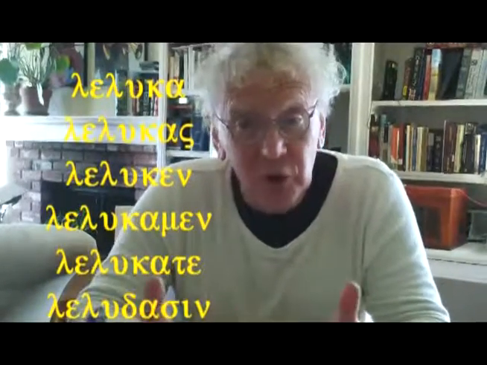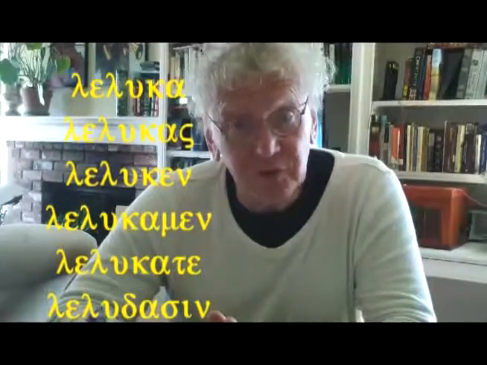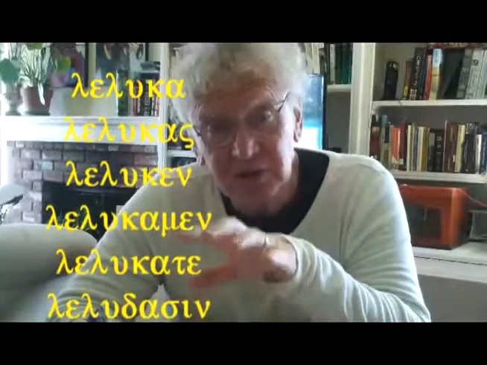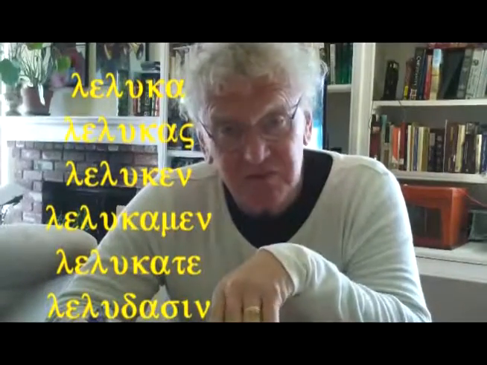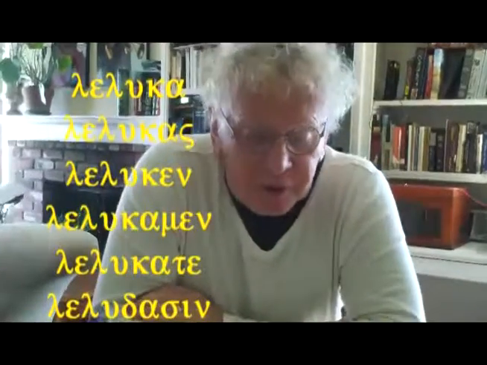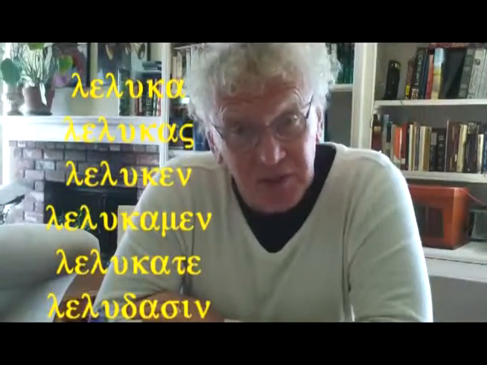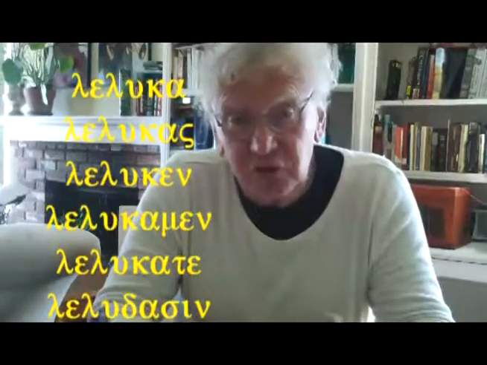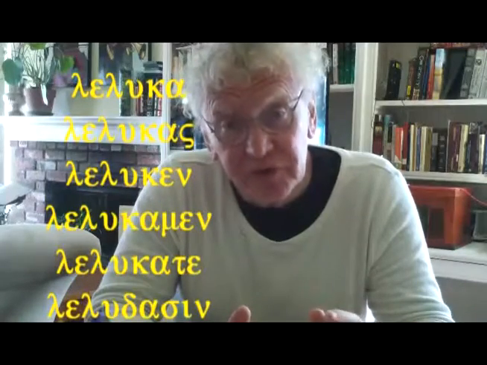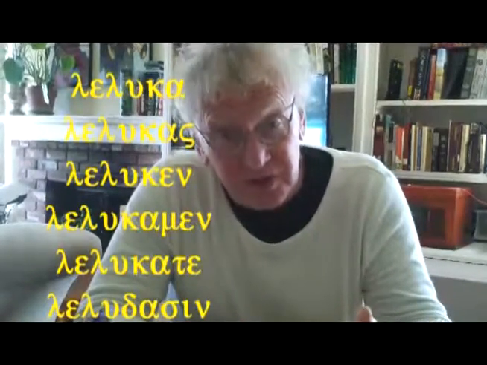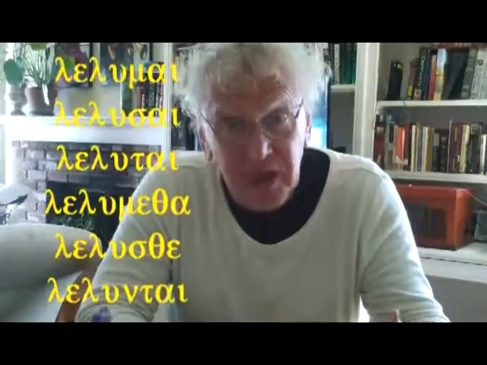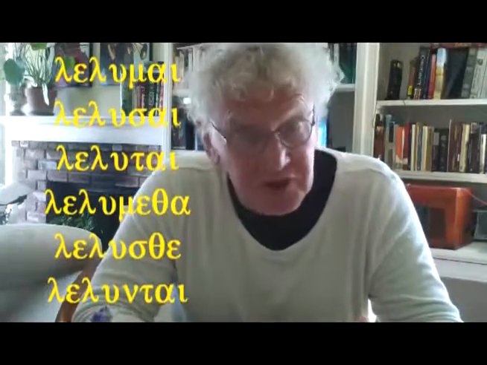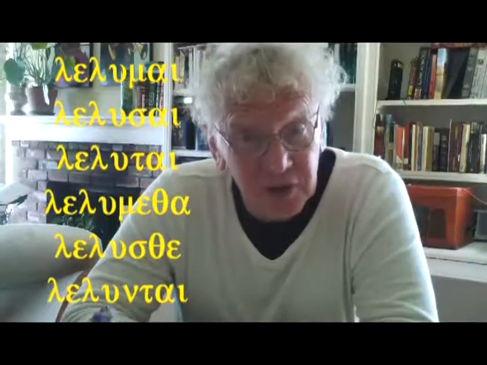It's going to be le, lu. In other words, the stem with the reduplication, and then the kappa, recognizing the perfect, is put right the way through in terms of the endings. So luo is going to be leluka, lelukas, leluke, lelukamen, lelukate, lelukasin. You can see from that, once you know the reduplication of the first consonant, then you can work out the rest. And that's true also for perfect active, perfect middle and passive, exactly the same. Lelumai, lelusai, lelutai, lelumetha, leluste, leluntai.